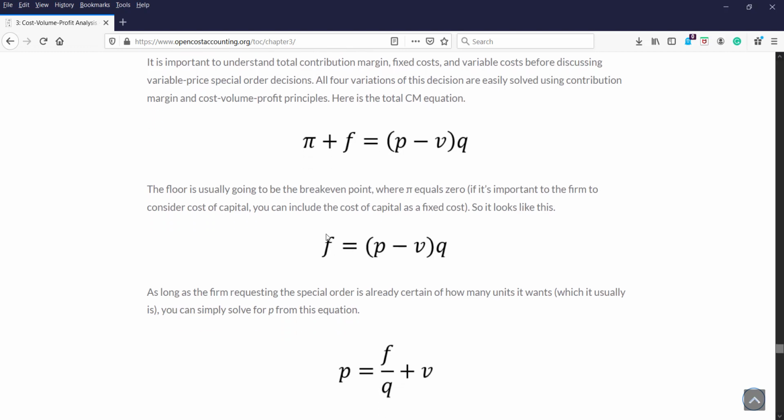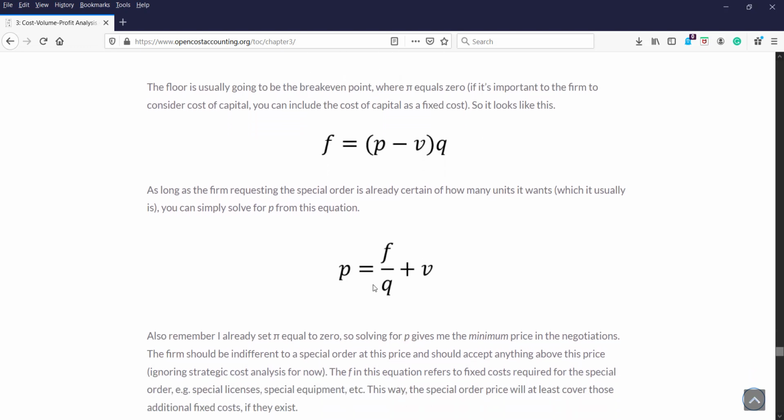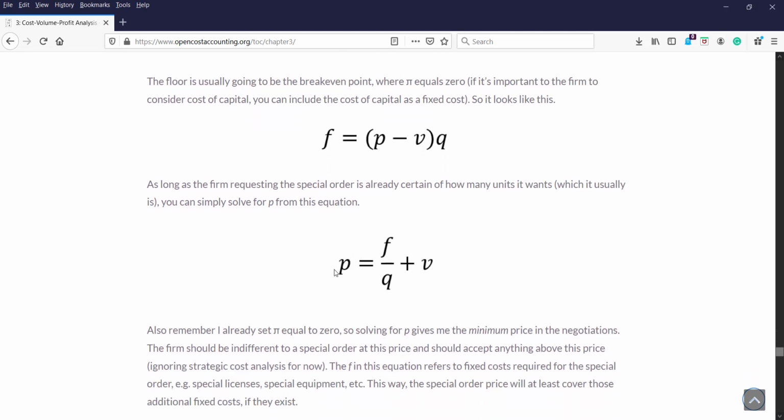So we have our fixed costs equal our unit CM, P minus V, times our Q. And so now what we can simply do is divide both sides by Q. So I have F over Q equals P minus V. And then add variable costs over here. And then we get the price at which our profit equals 0, given all the assumptions that we have for the case. That's what this equation right here is. The price floor in this case is our fixed costs over quantity plus our variable cost per unit.